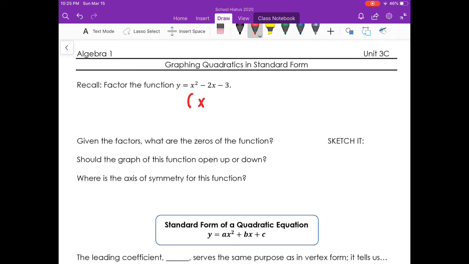In this lesson, we're going to be working on graphing quadratics in standard form. We completed some of these notes on Friday in class, but I just wanted to give you a chance to look back over them and get your brain thinking again.